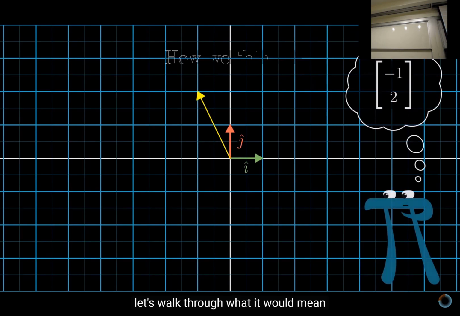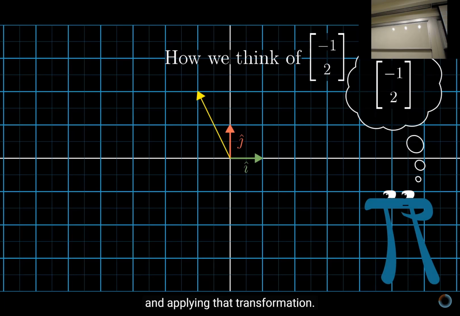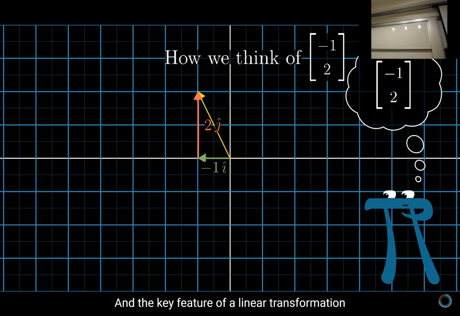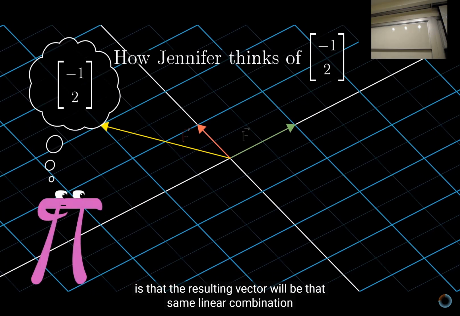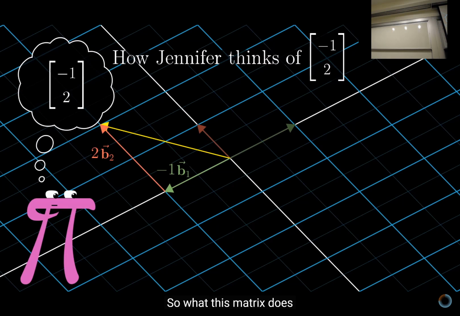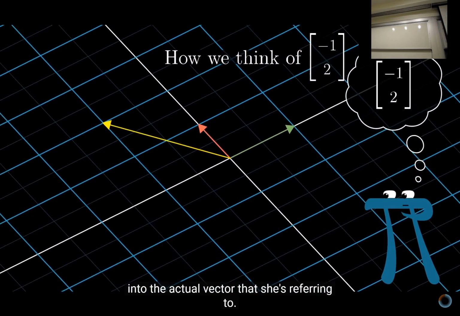To show how this works, let's walk through what it would mean to take the vector that we think of as having coordinates -1, 2, and applying that transformation. Before the linear transformation, we're thinking of this vector as a certain linear combination of our basis vectors, -1 times i hat plus 2 times j hat. And the key feature of a linear transformation is that the resulting vector will be that same linear combination, but of the new basis vectors, -1 times the place where i hat lands, plus 2 times the place where j hat lands. So what this matrix does is transform our misconception of what Jennifer means into the actual vector that she's referring to.